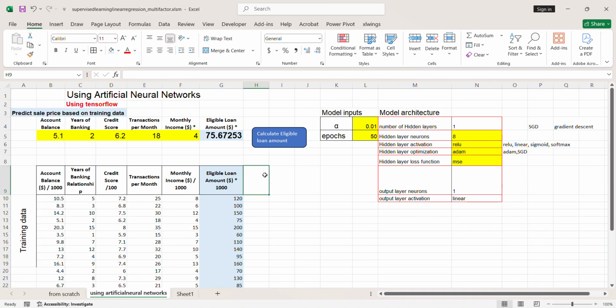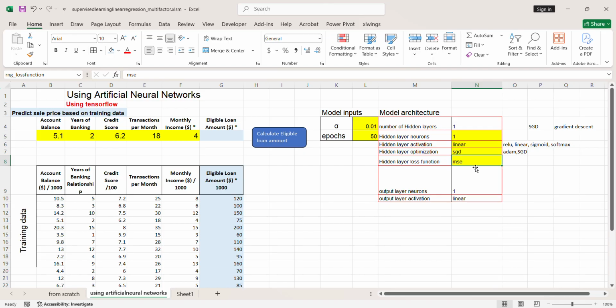So here this one is using the same alpha 0.01, and epochs is set to 50. Again there is one hidden layer, the input layer, the hidden layer, and then the output layer. The hidden layer has 8 neurons, so we'll make that one neuron, and let's make the activation linear activation instead of Adam. We can use gradient descent.